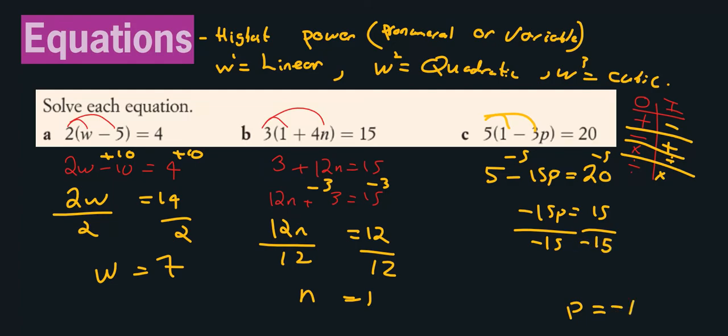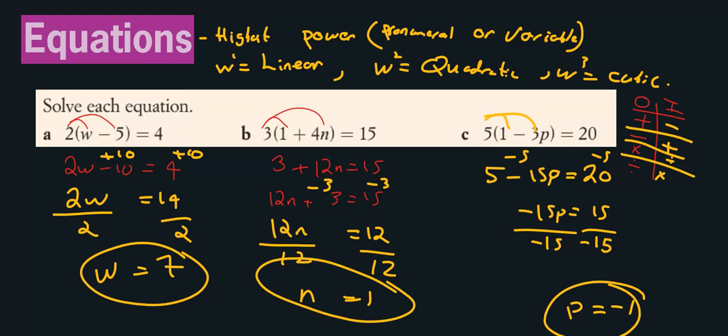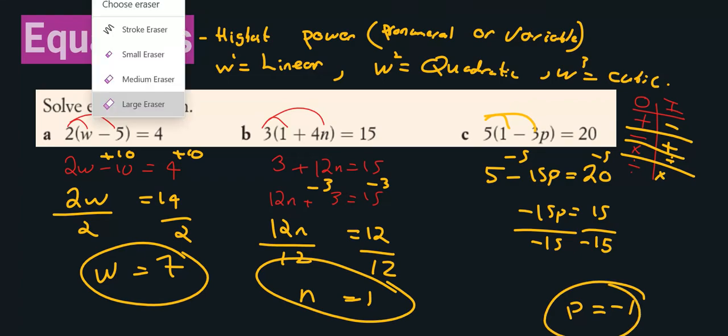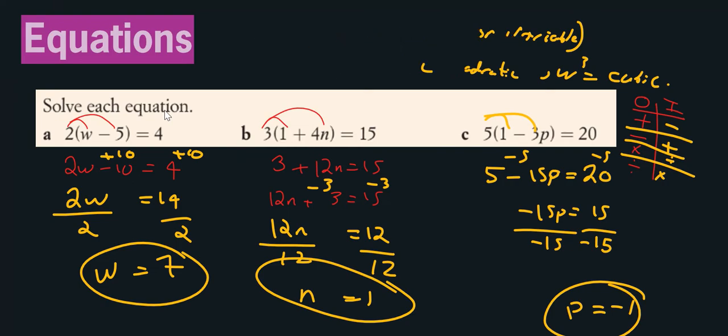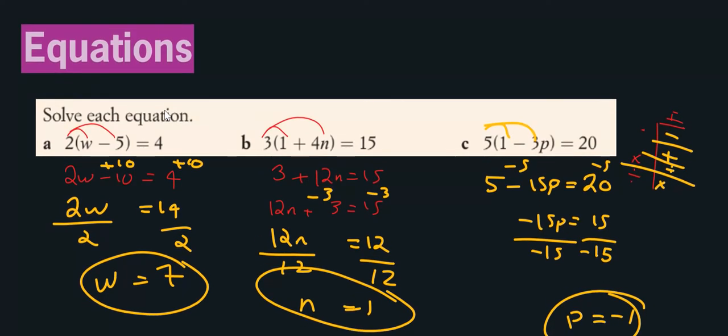To get negative 1. Now, have a think how you can check to see if these answers are correct. So pause the video and check to see how we can double check to see if these answers are right. So hopefully you've done that now.